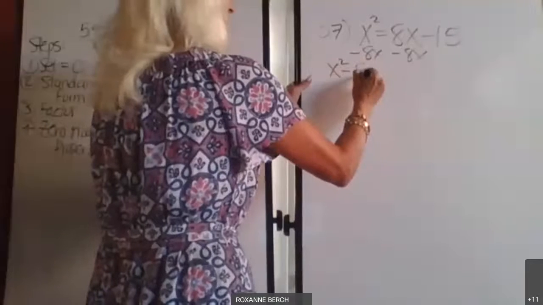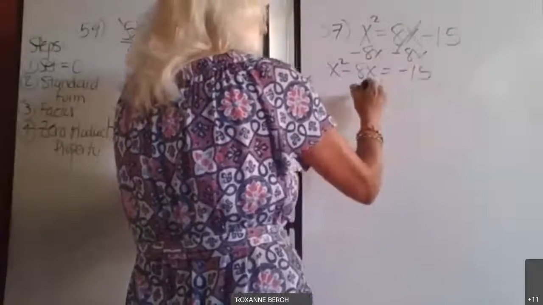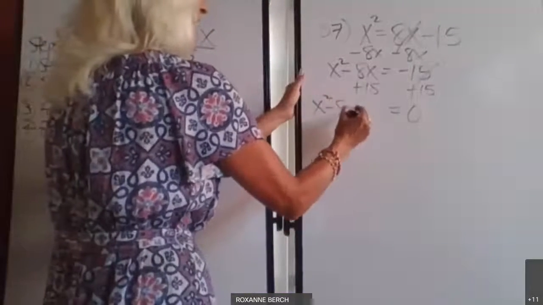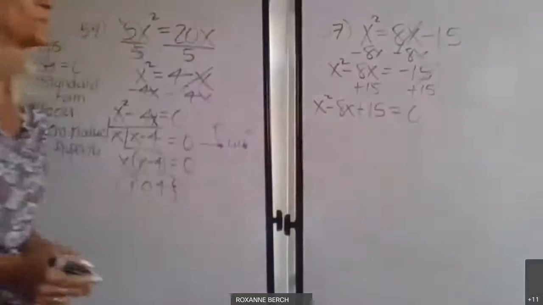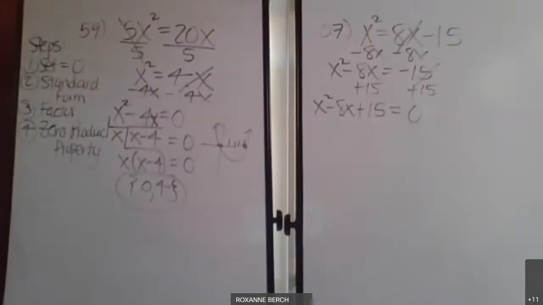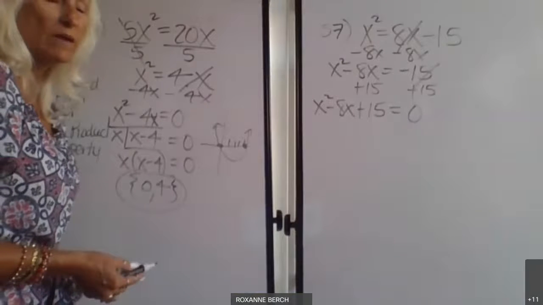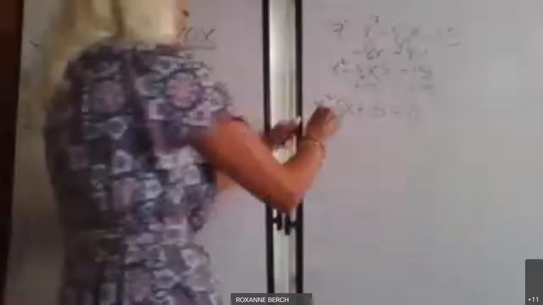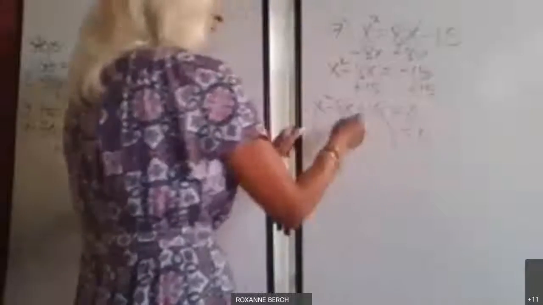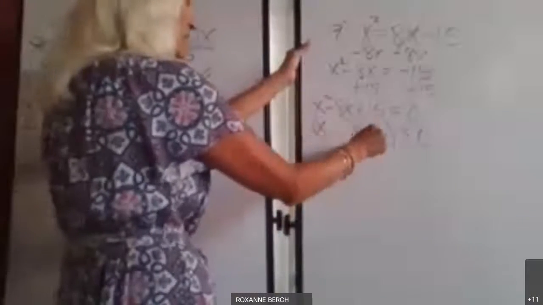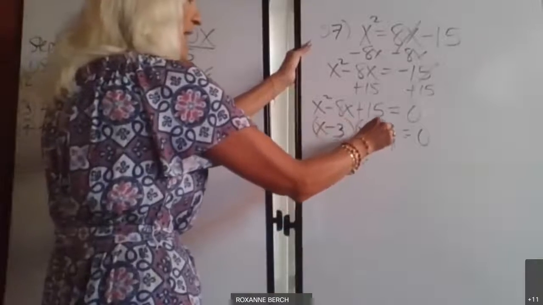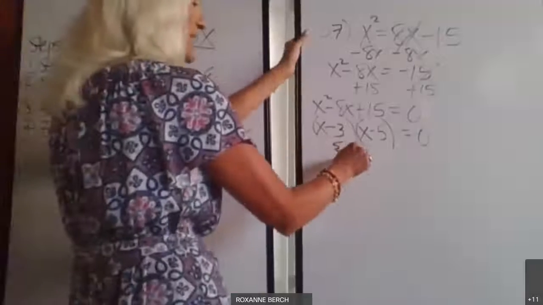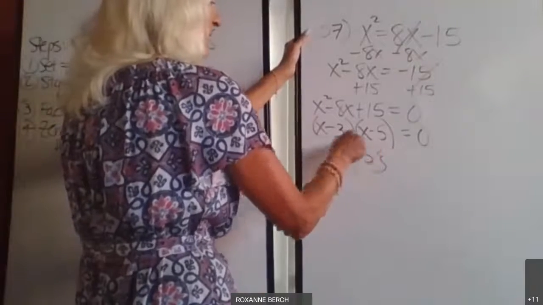x squared plus 15 equals 8x, it's still not set equal to 0. So it's x squared minus 8x plus 15. It's in standard form, and now we're going to factor. Well, which factoring method do we want to use? GCF? Is it grouping? No, it's factoring method 5. So what multiplies to give 15 and adds to give negative 8? Negative 3 and negative 5. So your solutions using the zero product property, what makes that 0? 3. What makes that 0? 5.